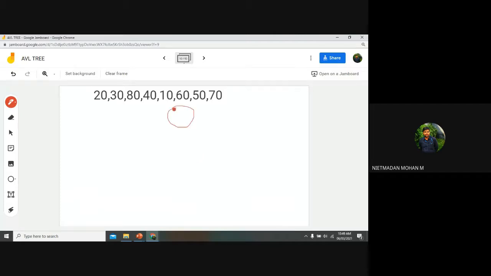What is my first node now? 20. Left to 10, sir. No, we will go through node by node. 30. And where will the 80 be? 80 will be here, right? Right. And 40, the 40 will be on the left. And 10 will be left of 20. And where the 60? 40 right. And where the 50? 60 left, it will be 50. And where the 70? 60 right, it will be 70. So without using the AVL tree, you can see here how the tree structure will be.